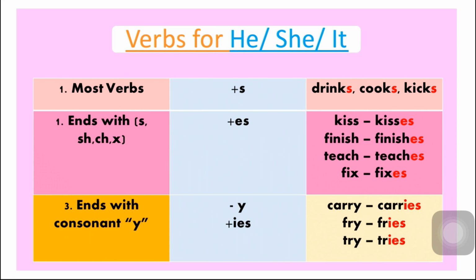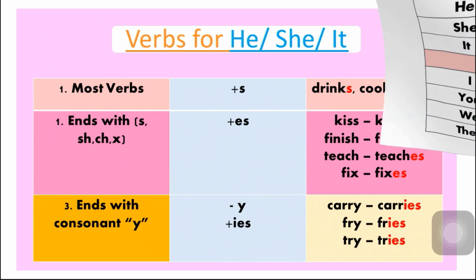And the last one, words that end with a consonant and a y, which means all the other letters except for the vowels a, e, i, o, u. So for example, carry, there's a consonant, there's a y, we need to delete the y and plus ies. So carry will become carries. So remember, all of these verbs are only for he, she, it when you are writing a simple present tense.